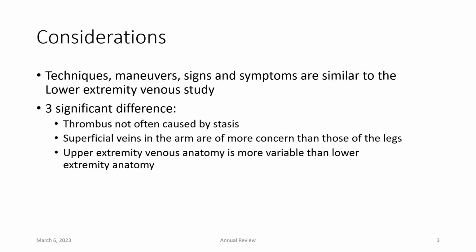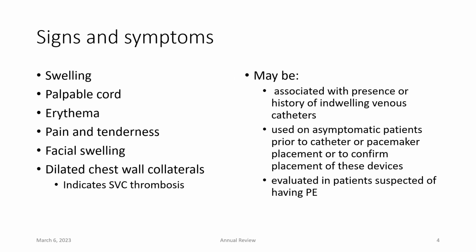We also know that upper extremity venous anatomy is more variable than lower extremity anatomy, so we'll see more significant differences between patients. So that can range from 1 versus 2 veins in a system or the location of the veins themselves. So signs and symptoms are going to be pretty familiar.